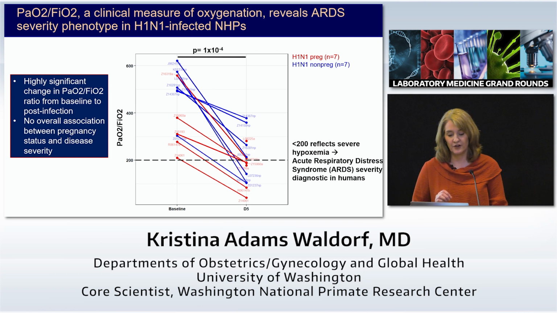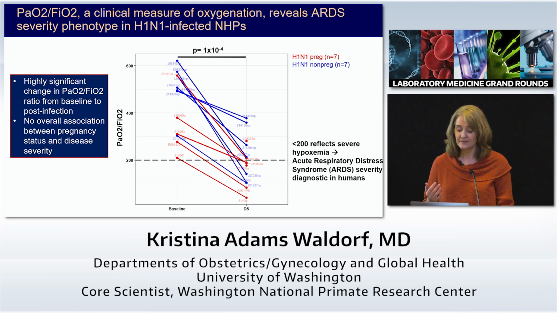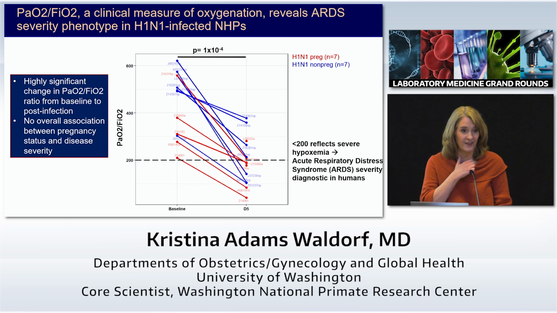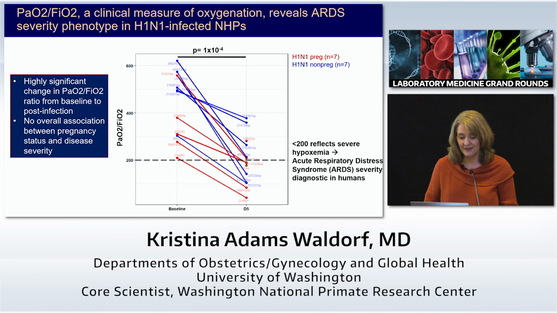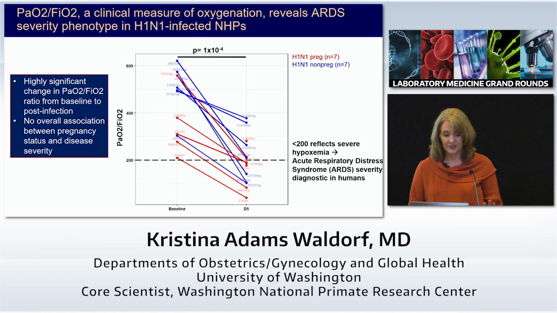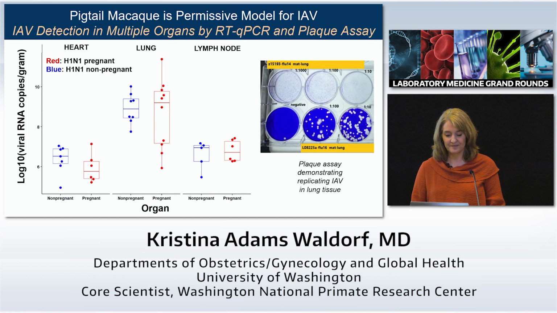The blue lines are non-pregnant, and the red lines are pregnant. So you can see some of the steepest declines happened in our non-pregnant animals. We've actually got a mix of both non-pregnant and pregnant animals below that dashed line. So we really had a mix of severely ill animals, both pregnant and non-pregnant. It wasn't so binary that only pregnant animals became ill. And this was a highly significant change from baseline to post-infection, as you can imagine. But there was no overall association between pregnancy status and disease severity, just by looking at this first graph.